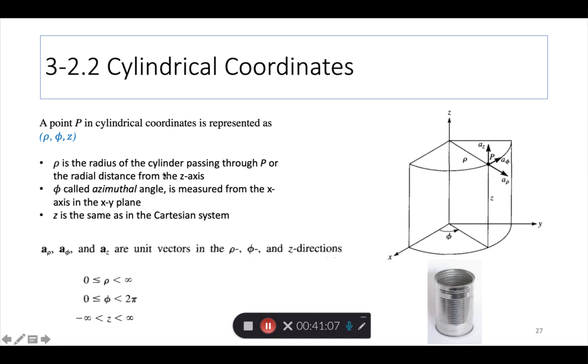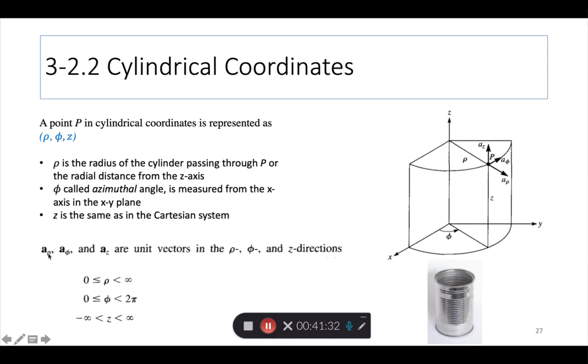Rho is the radius of the cylinder passing through P, or the radial distance from the z-axis. Phi is called the azimuthal angle. You may not need to remember this word, but you'll see it maybe a few times. Phi is called the azimuthal angle and is measured from the x-axis in the xy plane. Z is the same as in the Cartesian system.